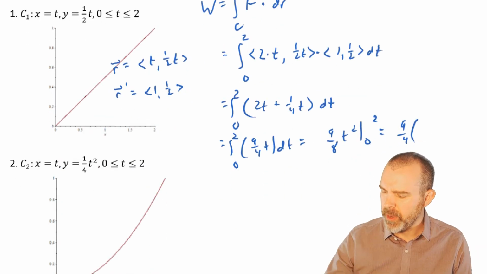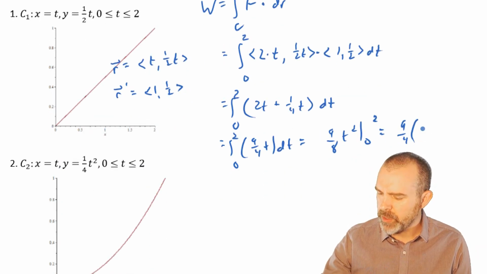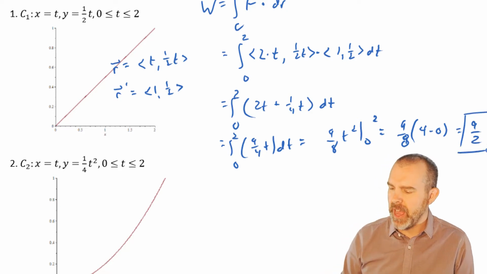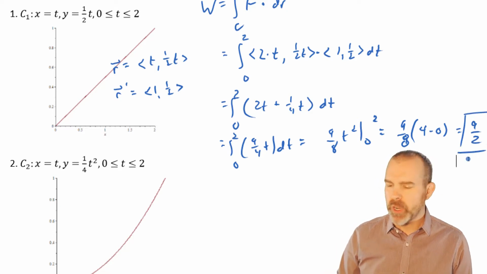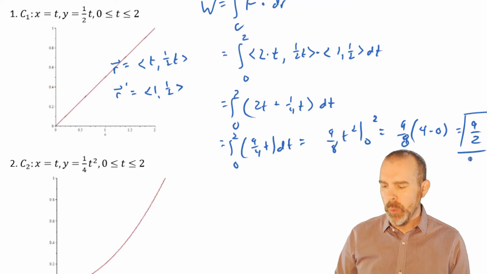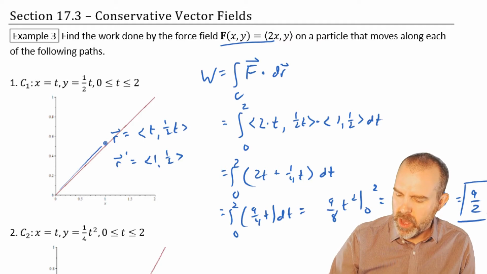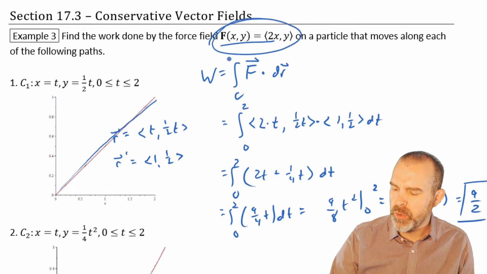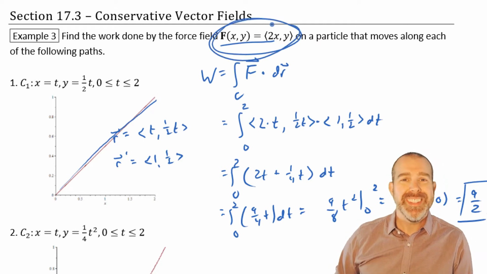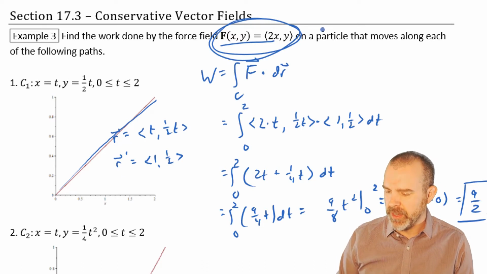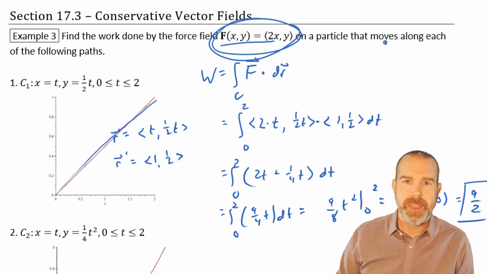So let me scroll up there. 9/8 times 4 minus 0. And so we end up with 9/2. So 9/2 is the amount of work done. We don't have any units here, but that's the work done by the force field as the particle moves along that path.